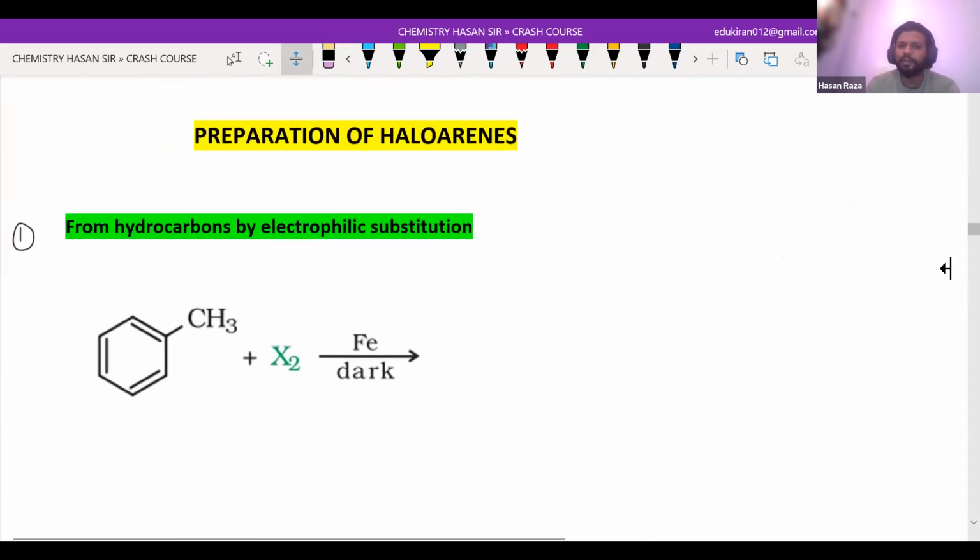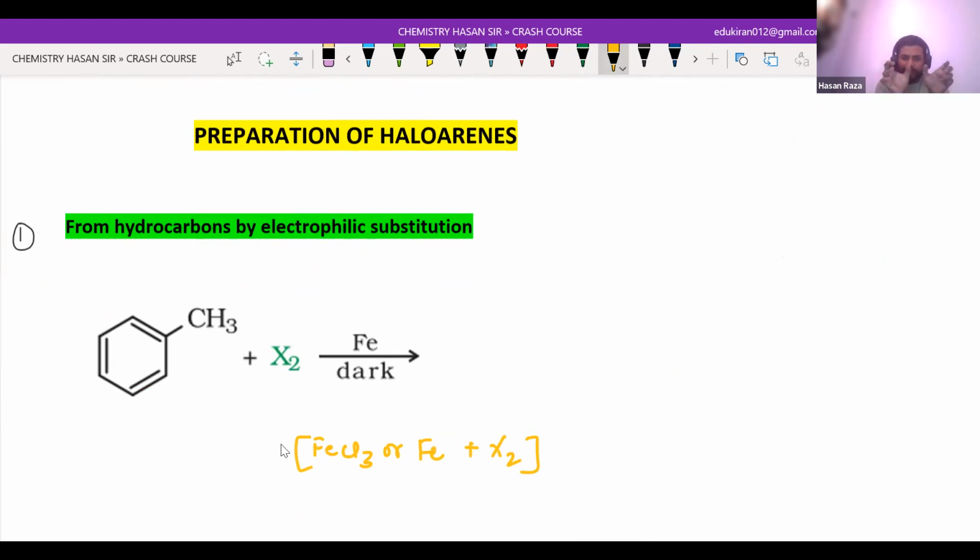Okay, the next is preparation of haloarenes. It's very easy. First of all, what you need to take care of is FeCl3, or if you have Fe and you are going to add X2 to this, you know what will happen? Due to the reaction between these reagents, there will be generation of an electrophile. And this electrophile will attack either the ortho or the para position.